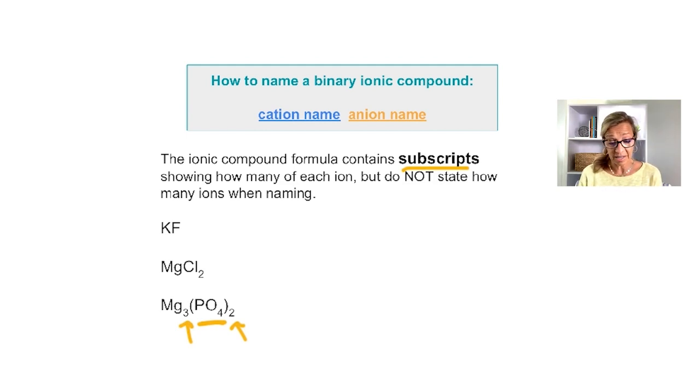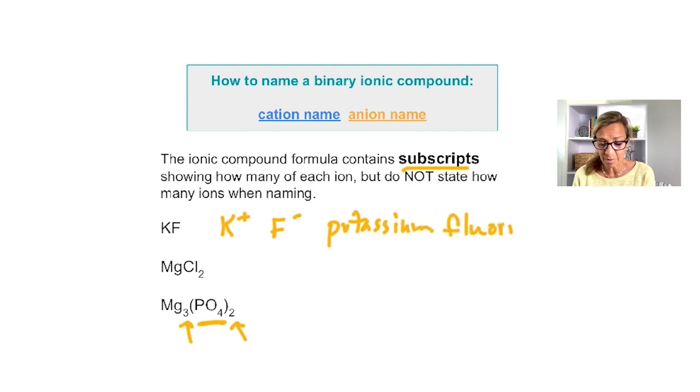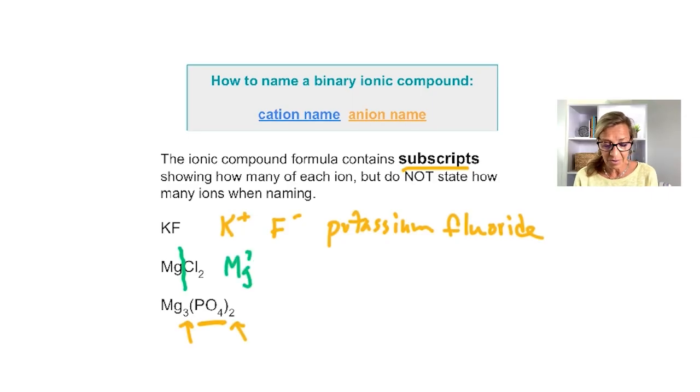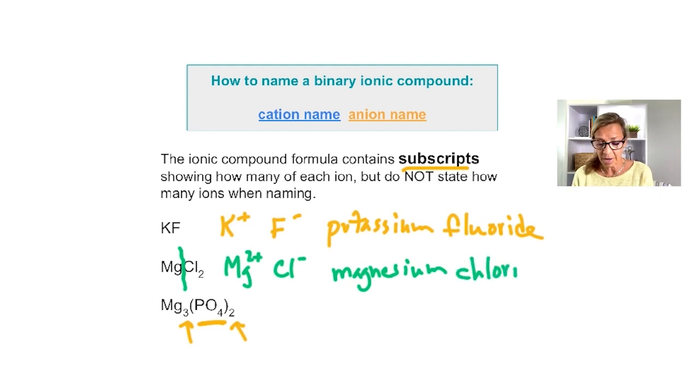Well, first of all, I've got to identify the ions. I recognize potassium makes the K+ ion, and then fluorine makes a fluoride ion, F-. So it's very simple. Name the cation, and then name the anion: potassium fluoride. Okay, sometimes I like to draw a line between them, just so that I can see them. Well, magnesium, it's a metal, it makes that ion. His name is magnesium. And then Cl, that makes chloride, so magnesium chloride.